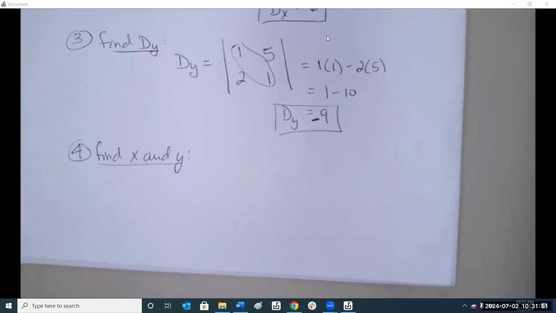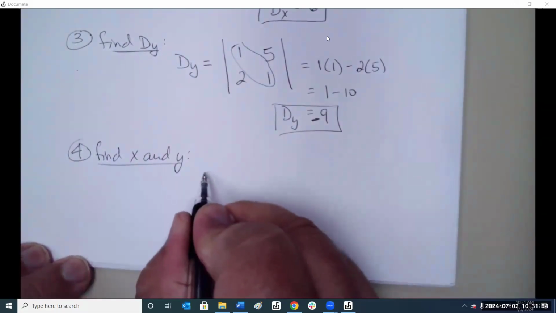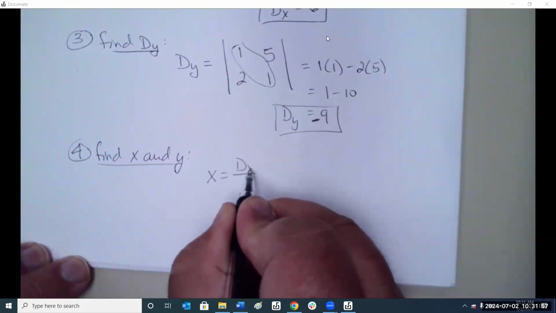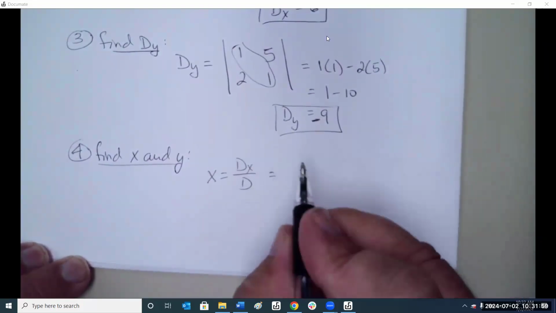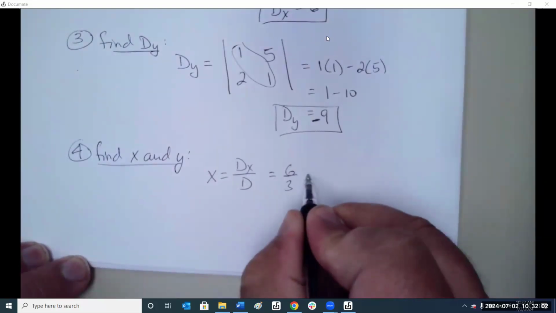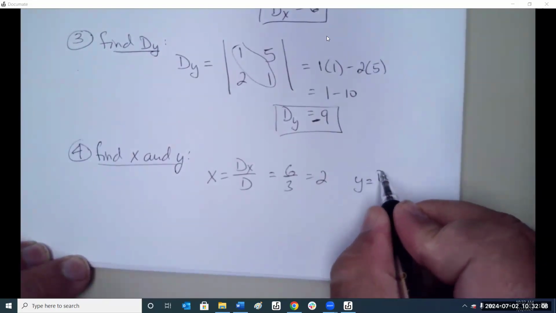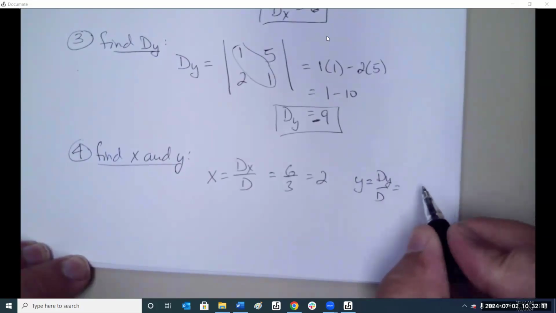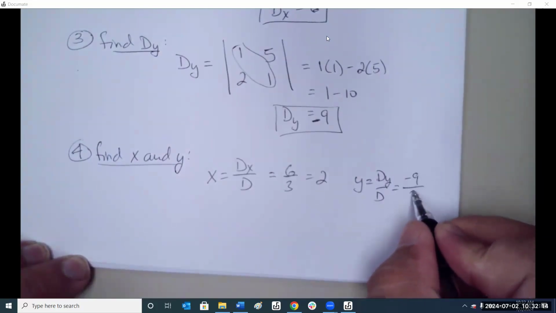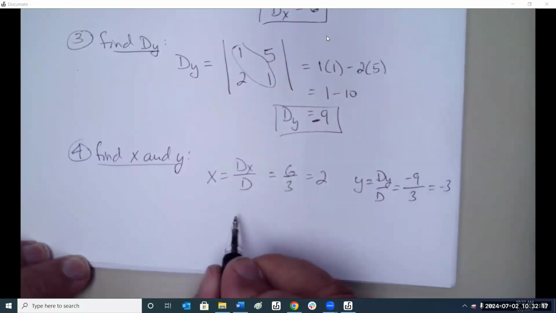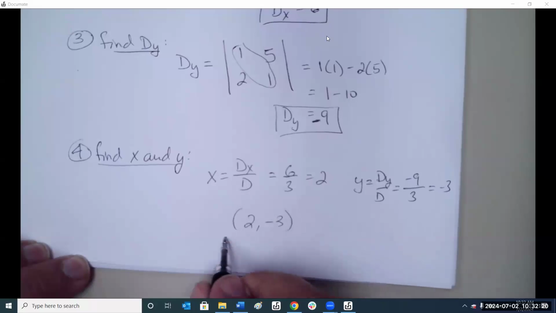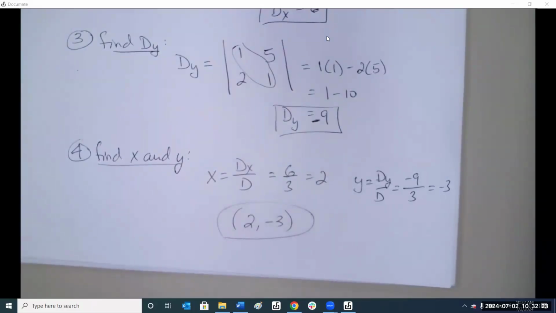Now you got to find X and Y. X is dx over d, which is 6 over 3, which is 2. And Y is dy over d, which is negative 9 over 3, which is negative 3. So my answer is 2, negative 3. Yes, a lot of writing, but a lot of this stuff you could do in your head.